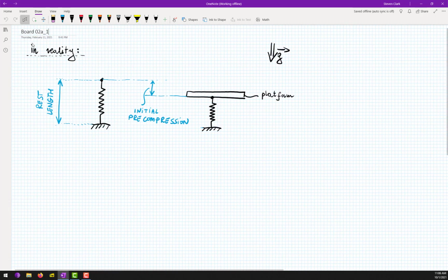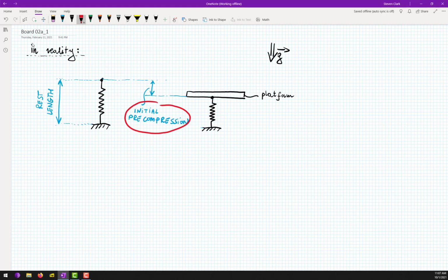This is what happens in reality, yes? Spring without platform has length of its rest length, yes? And after we place the platform on the spring, we have a little bit of pre-compression. Yeah? This is what happens in reality. Do you see that, guys?